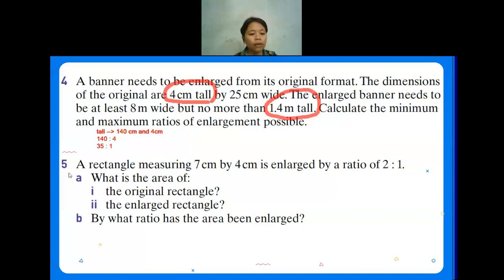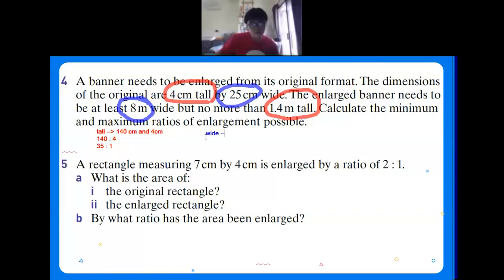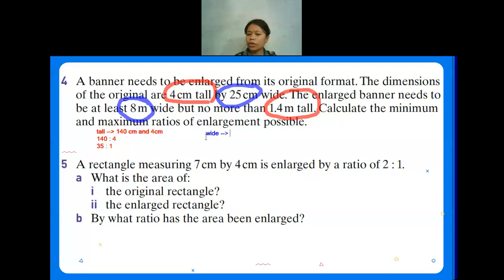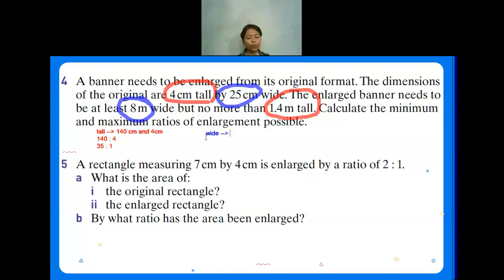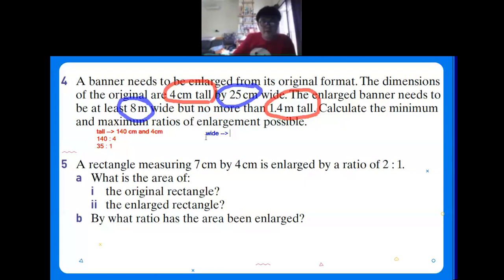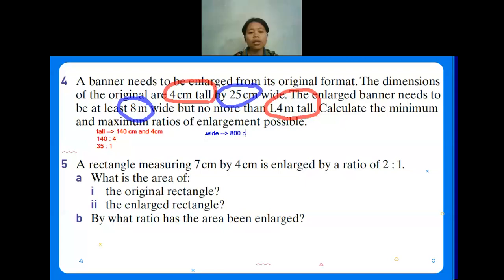So what is the ratio? Not 35 per 1. We are going to find the ratio for the width first. 25 to 8. Sorry, I told you the units have to be the same. Oh, 8 meters, okay. So 800 centimeter and 25 centimeter gives 32 to 1.